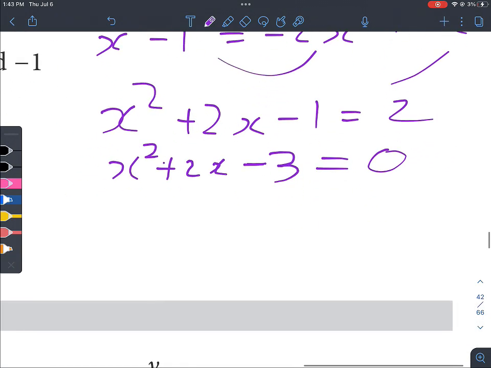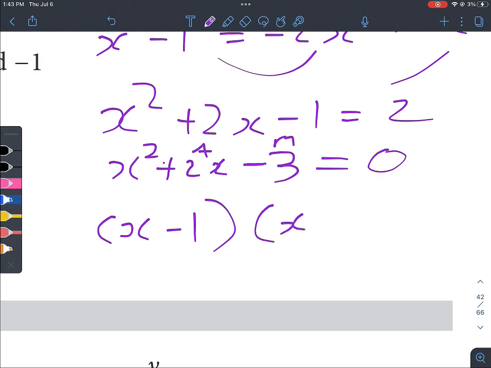What adds to 2 and multiplies to -3? We know this now. X minus 1, -1 and 3. Yeah, so -1 times 3, that's -3. -1 plus 3, that's plus 2. So x plus 3. Am I correct? Yes, I am not correct. Wait, yeah, I'm correct. Okay.